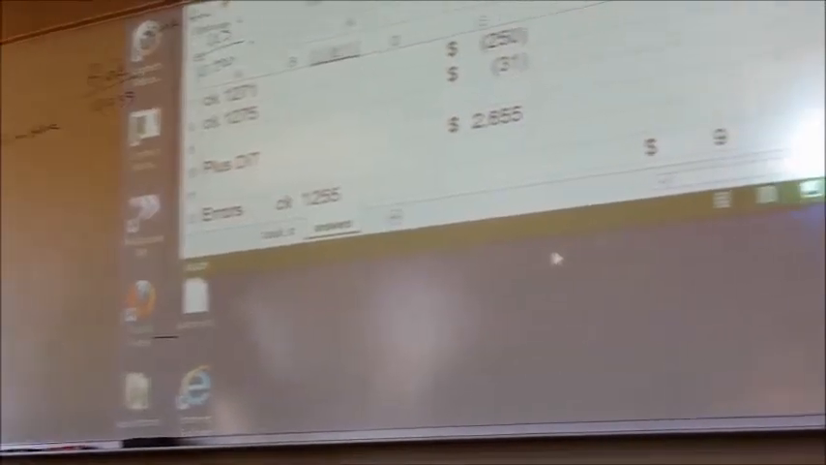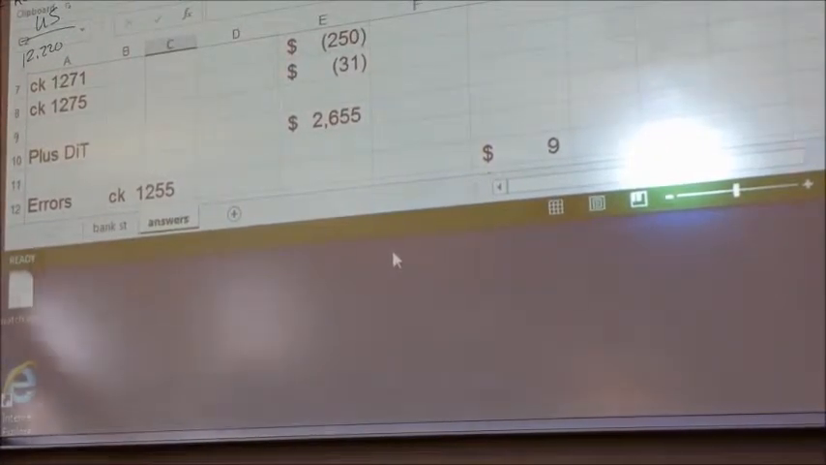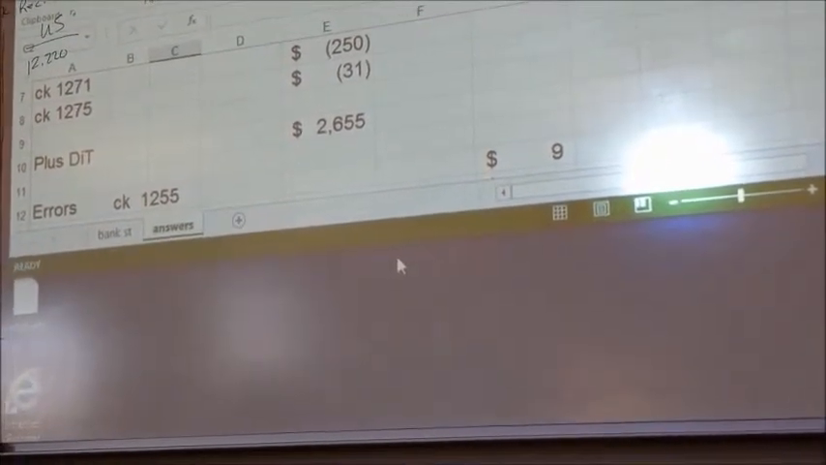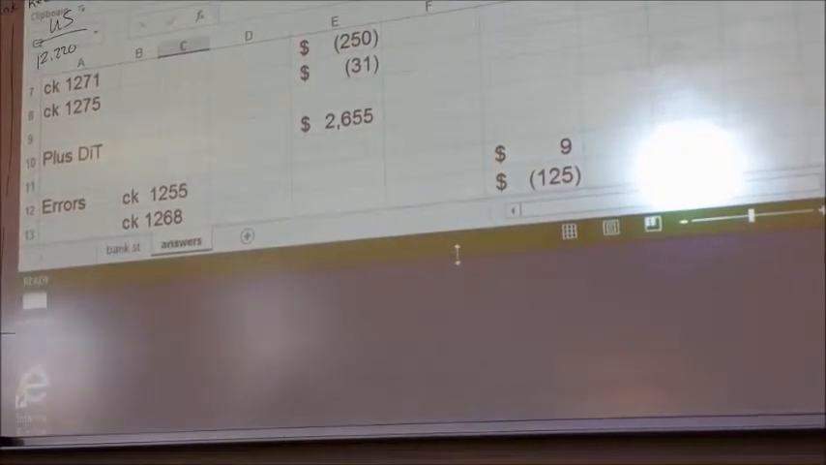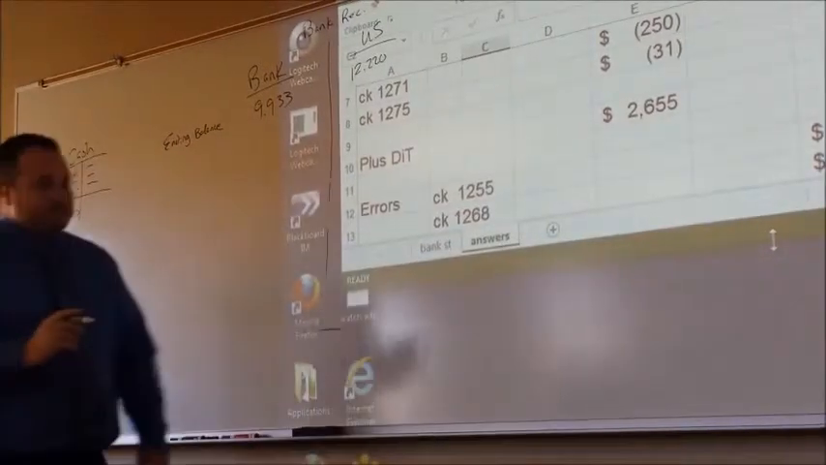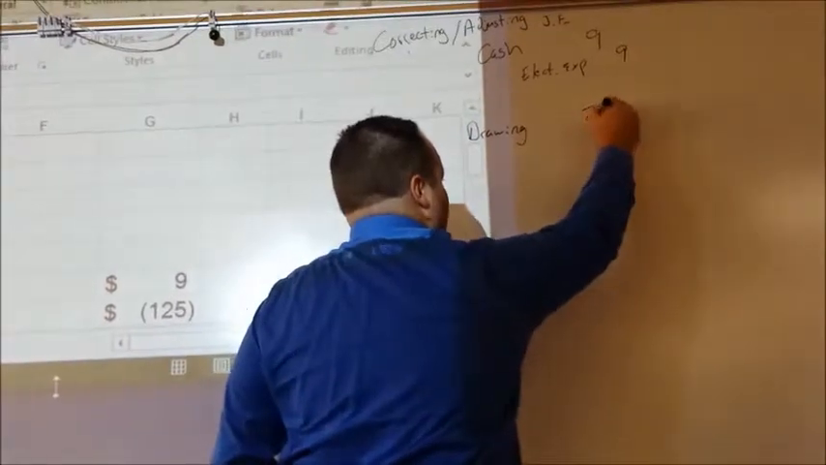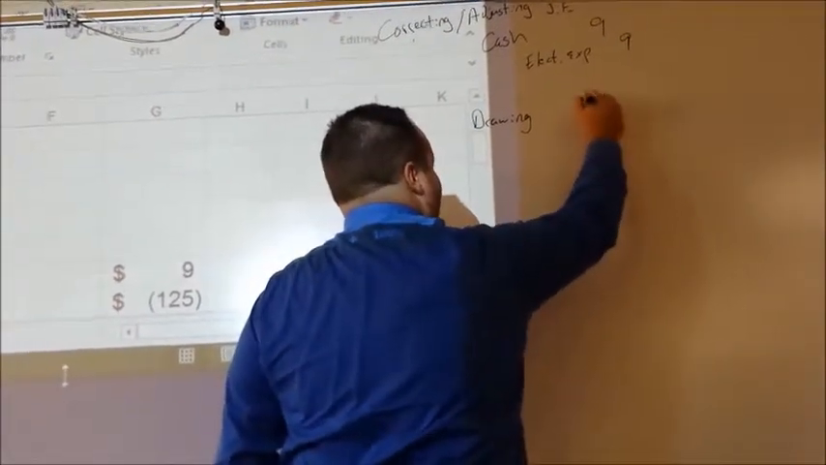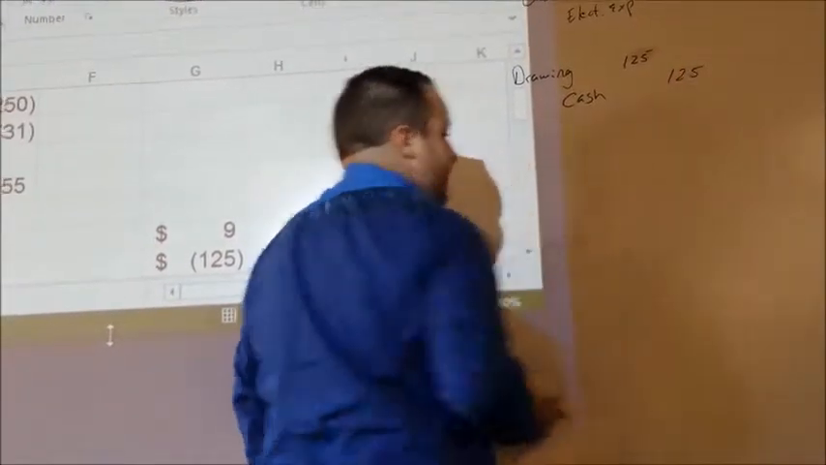The next error is the one with the question mark. We took out money, but we forgot to write it down. That one's pretty easy. I need to take 125 out of my cash. And then show that the entry, what it should have been, should have a drawing of $125. Credit my cash, took money out, just forgot to put it down.